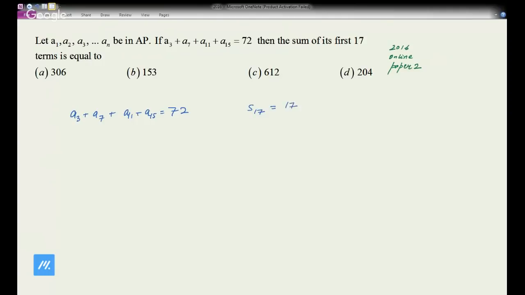S17, you know, is 17 by 2 into (2a plus (n minus 1)d), which is 2a plus 16d. So for this, you need to find the values of a and d. That is your target here.